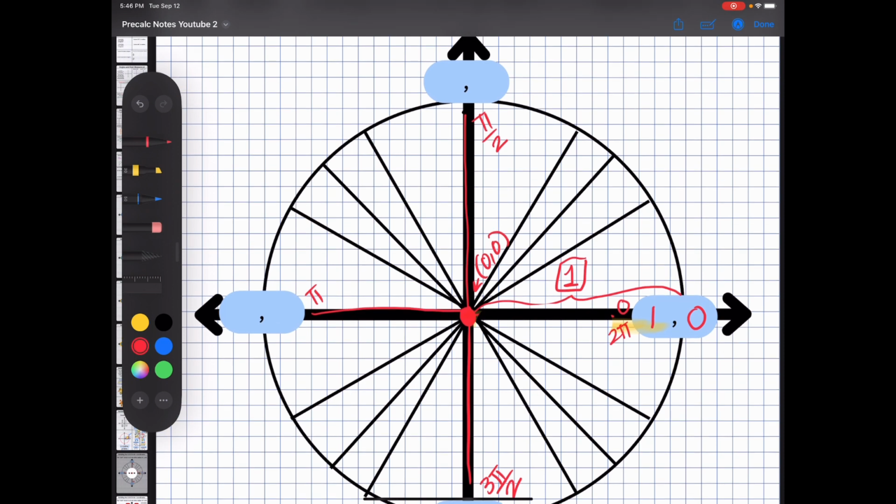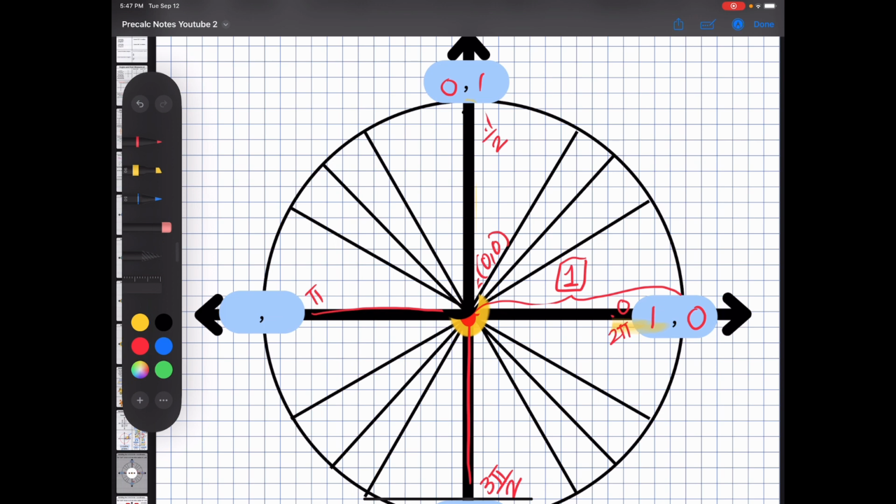Now, let me try to figure out the coordinate at pi over 2. Well, I'm at 0, 0, right? And instead of moving to the right, I'm going to be moving upward pi over 2. And so I didn't move left or right on the x-axis, so that's 0. And I moved 1 entire unit up. So that coordinate is going to be 0, 1.